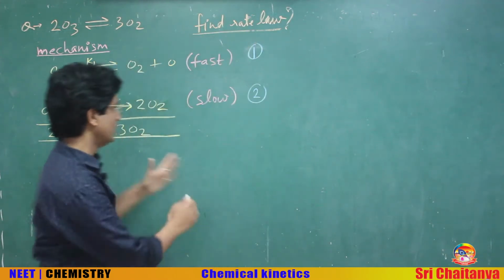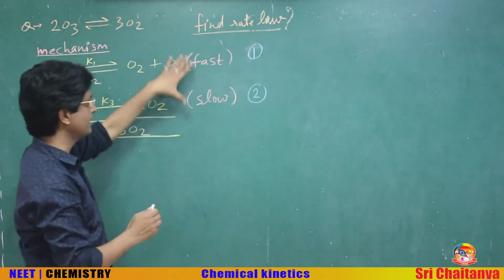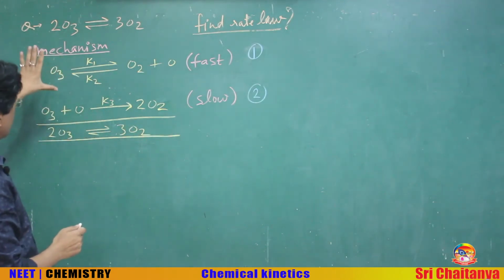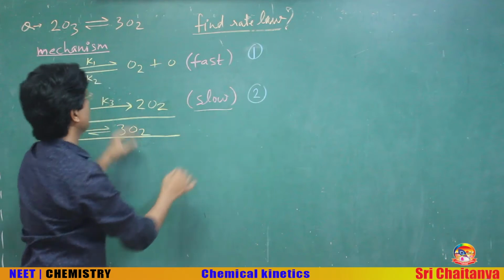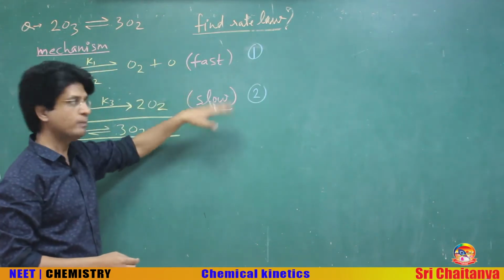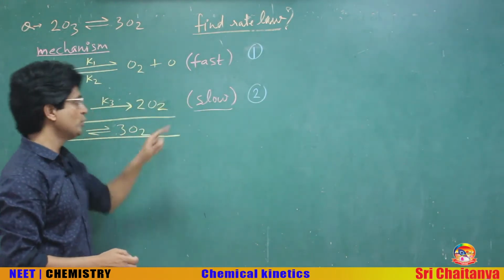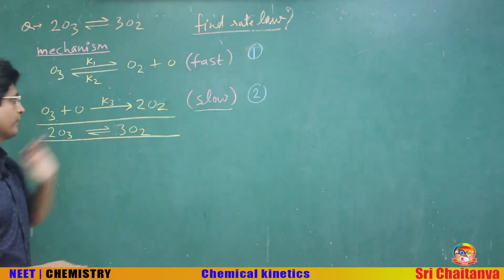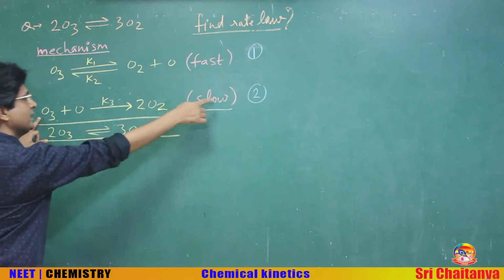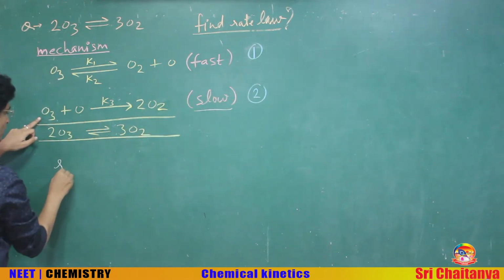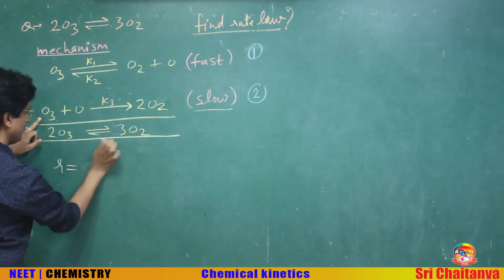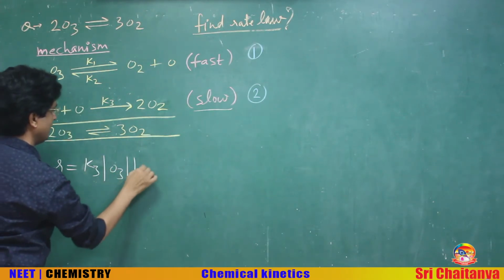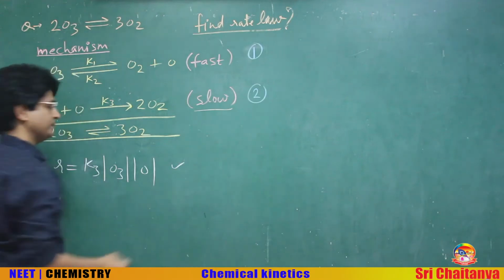How will you solve that? Learn this method. This is the fixed method of solving these questions. So let me explain. In these questions, first of all, go to the slow step. This mechanism will contain some steps which will be fast and one step will be slow. You focus on the slow step, that is the RDS. Write down the rate law for the slowest step. So I'll write down the rate law for the second reaction. So rate law will be K3 O3 into O.